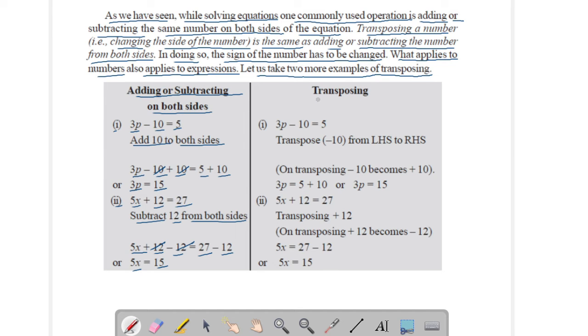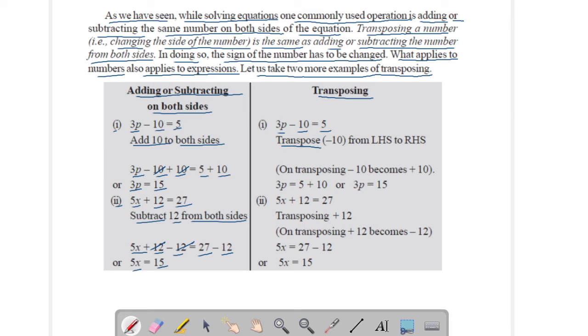In transposing, see how we do these examples. Transposing means changing the side of a number. Here see, the first part was 3p minus 10 equal to 5. Here we will simply change minus 10 from the left hand side to the right hand side. And if you bring minus 10 to the right hand side, the sign of 10 will change. Here it is minus, it will become plus. If it is plus, it will become minus.